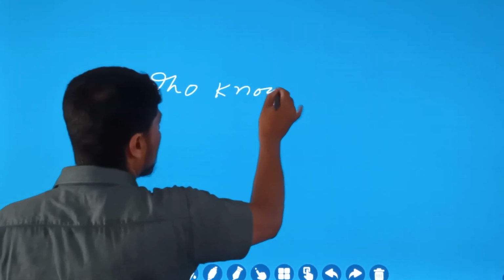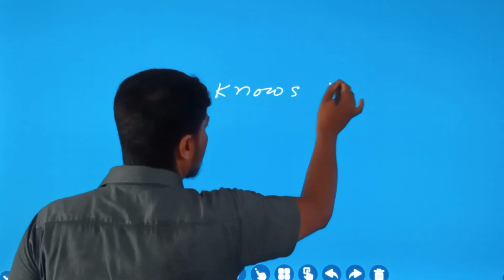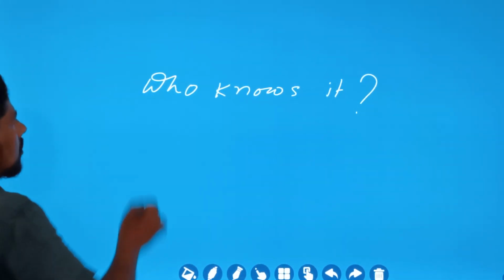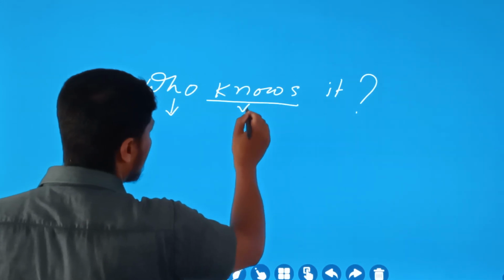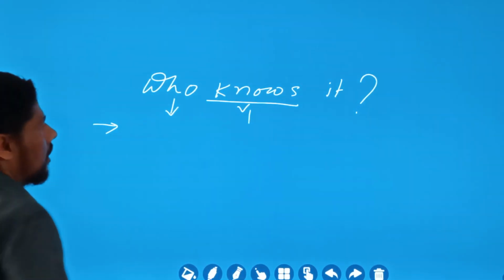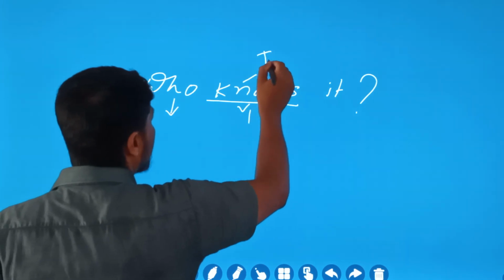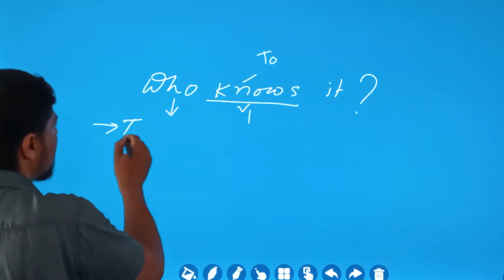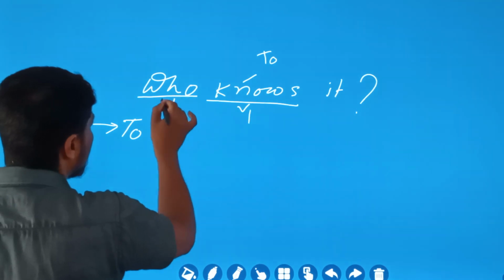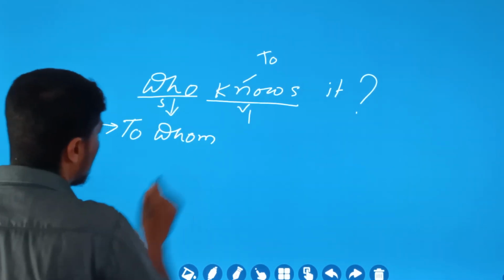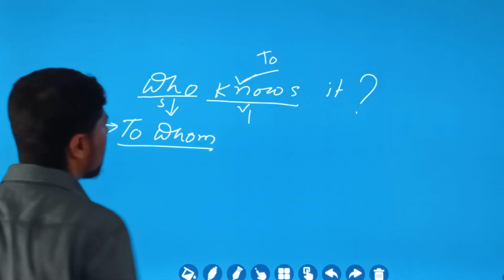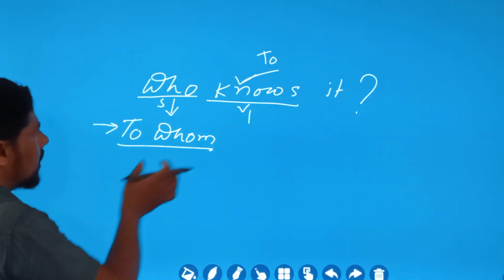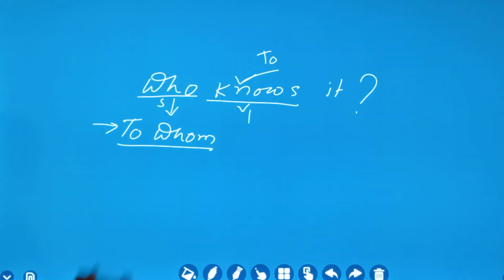Who knows it? So here who will be whom, and before that we have to think about the verb know. It will take the preposition to in passive voice. So we have to take to, and who is the subject and its objective form is whom. In this way who can be to whom according to the verb. As know takes the preposition to, that's why we have to write here to whom, not by whom.